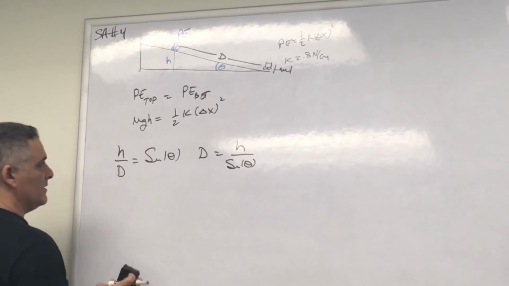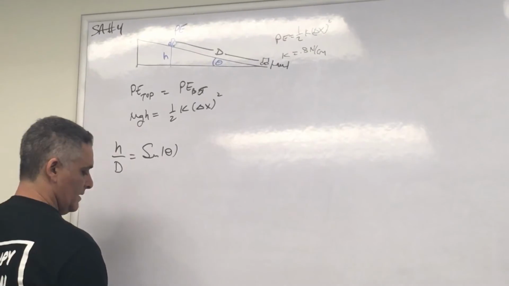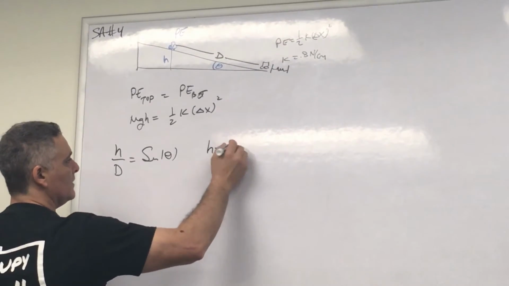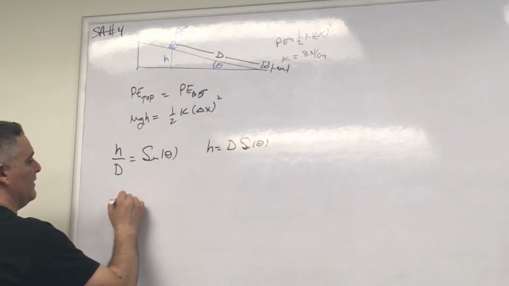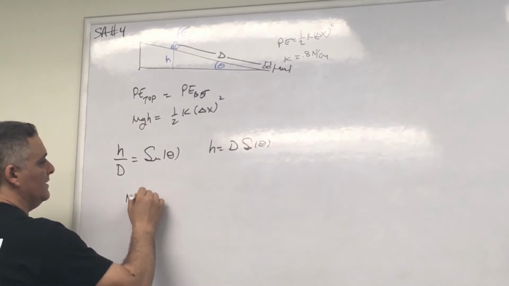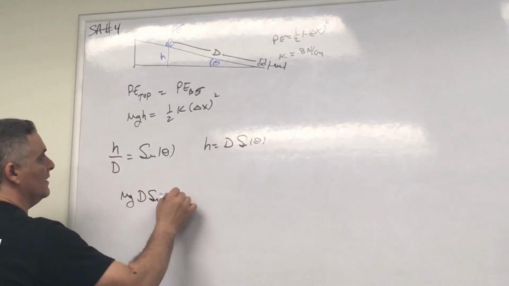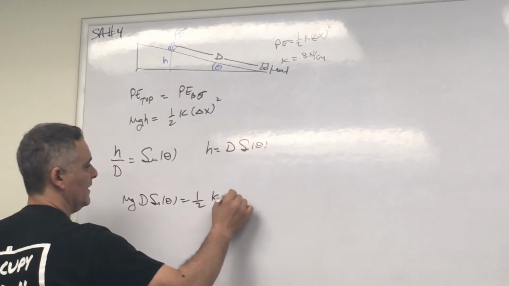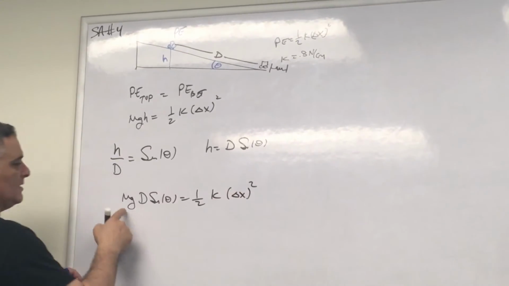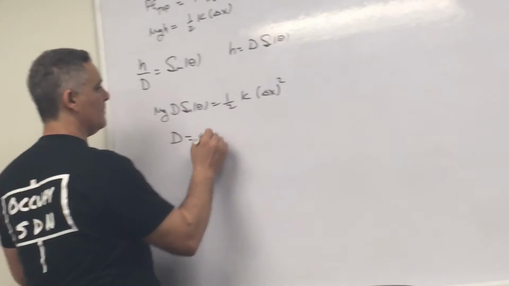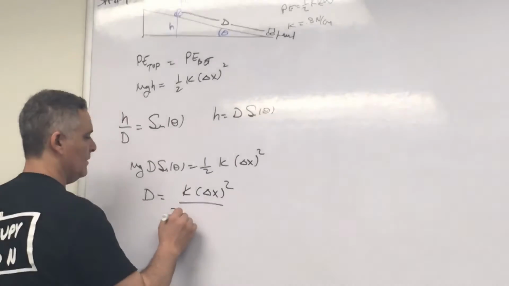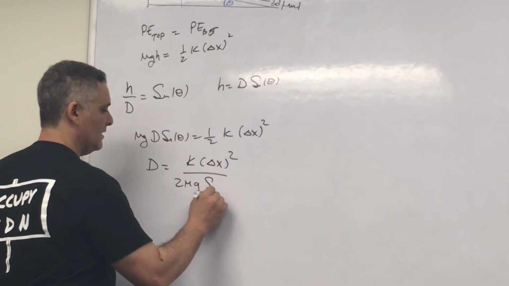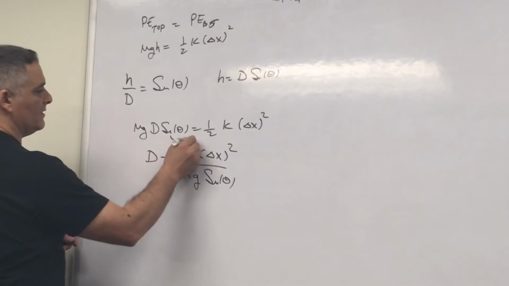Let me just solve for h, because I'm going to plug it in here anyways. So h equals d sine of the angle. So I can plug it in right here. I have mg d sine of the angle equals 1/2 k delta x squared. I'm going to divide everything except for the d. I'm looking for d, how far up. It's going to be k delta x squared over 2 mg sine of theta. So I've just divided all this stuff over, right?